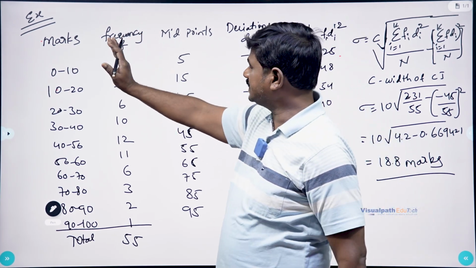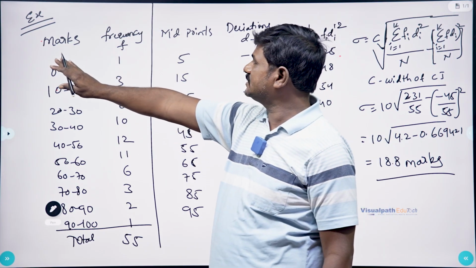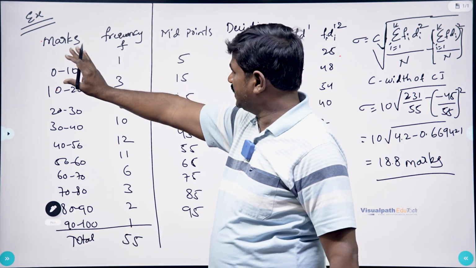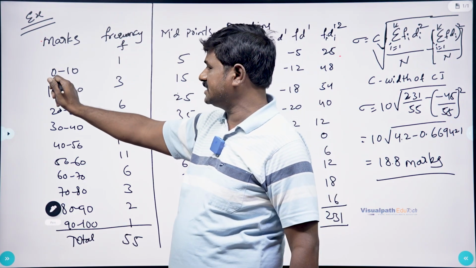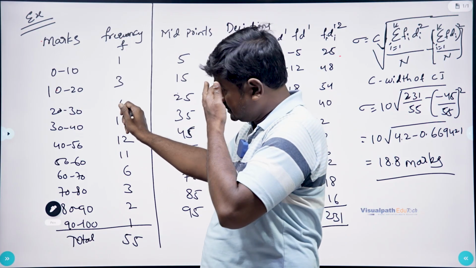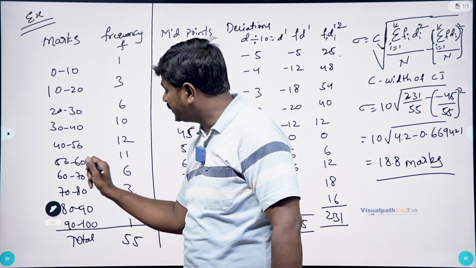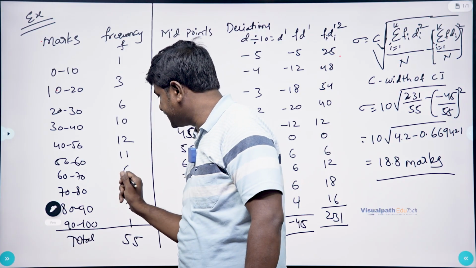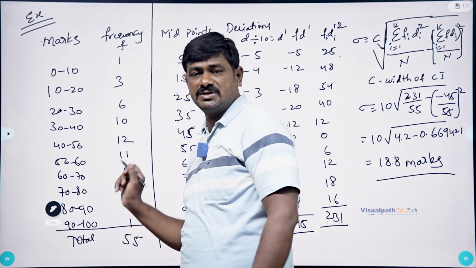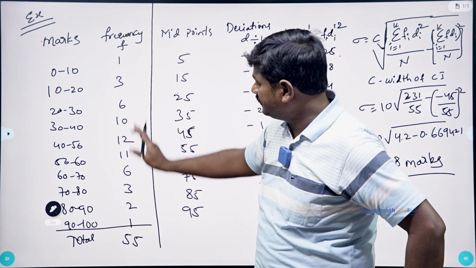So here is an example of this particular problem. Consider this example. First, the marks of the students in a particular class, and the frequency. The marks between 0 to 10, 1 student; 10 to 20, 3 students; 20 to 30, 6 students; 30 to 40, 10 students; 40 to 50, 12; 50 to 60, 11; 60 to 70, 7; 70 to 80, 3 students; 80 to 90, 2 students; 90 to 100, 1 student got the marks. The total strength of the class is equal to 55, that is the total frequency.